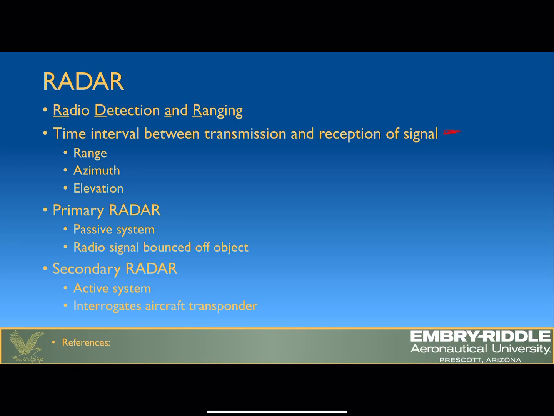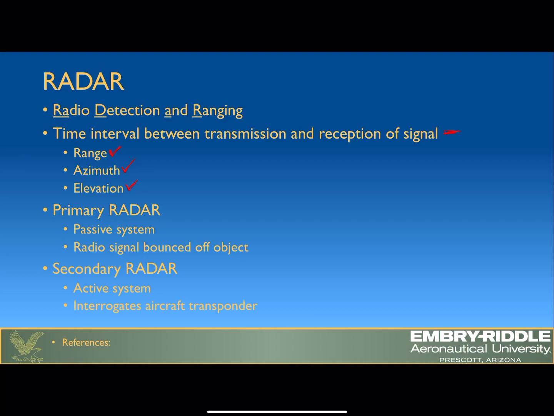The basics of a radar: you've probably seen that dish. It spins around and shoots off a radio signal. That radio signal bounces off of things and it comes back. When it comes back, it allows ATC to identify your range, so your distance, your azimuth, or which direction you're located in, as well as your elevation. So that is what radar is giving.